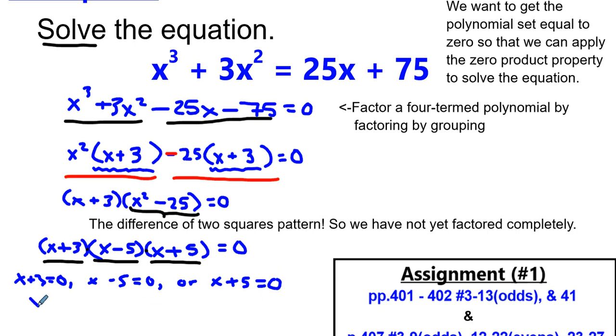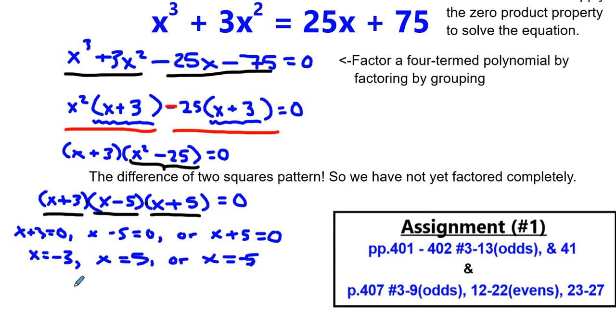By subtracting 3 from both sides, x equals negative 3. By adding 5 to both sides, we get x equals positive 5. Or by subtracting 5 from both sides, we get x equals negative 5. Just to indicate that these are our final solutions, we're going to put them in set notation. In numerical order, we have negative 5, negative 3, or 5. And those are my three solutions.